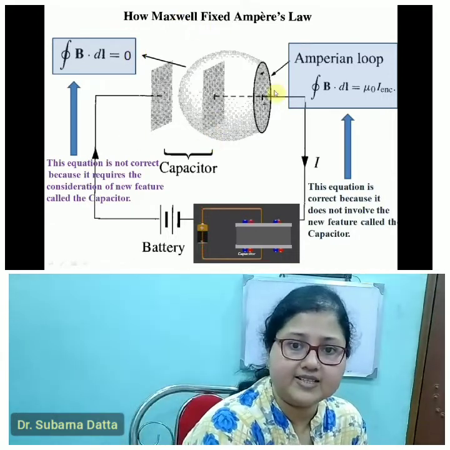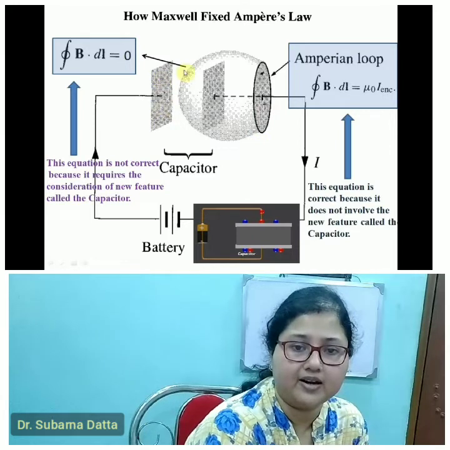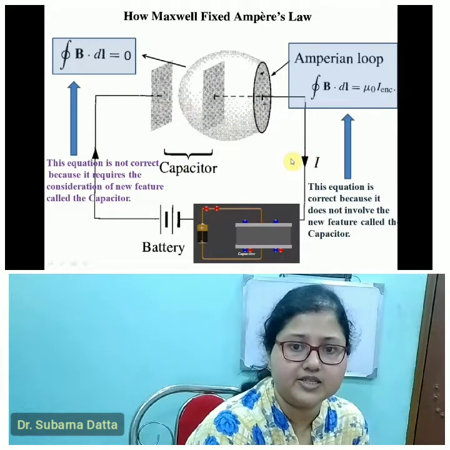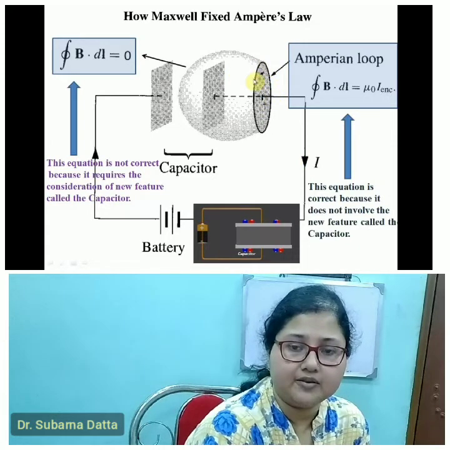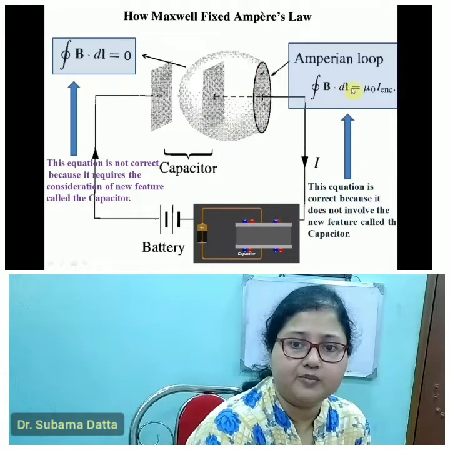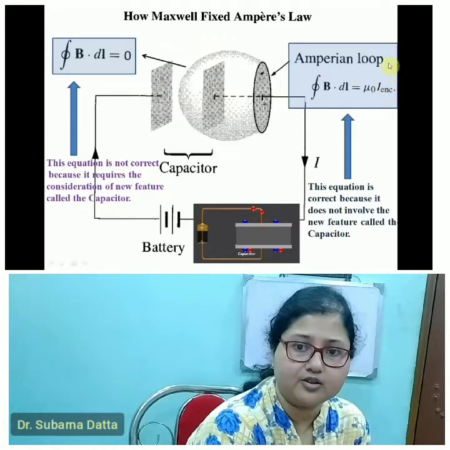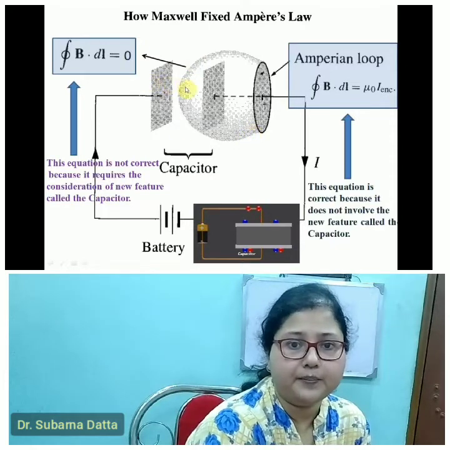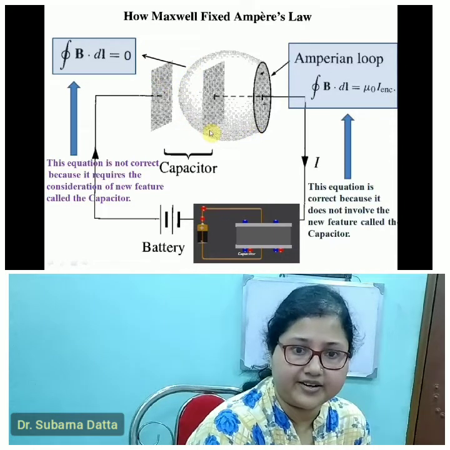There is a circuit and a parallel plate capacitor, connected with a battery. A conduction current IC is passing through the plate. Suppose there is a flat surface with this Amperian loop. So the closed cyclic integral B dot dl is equal to mu 0 I enclosed, that is, Ampere's law is valid. But there is a balloon shaped surface where there is no conduction current.